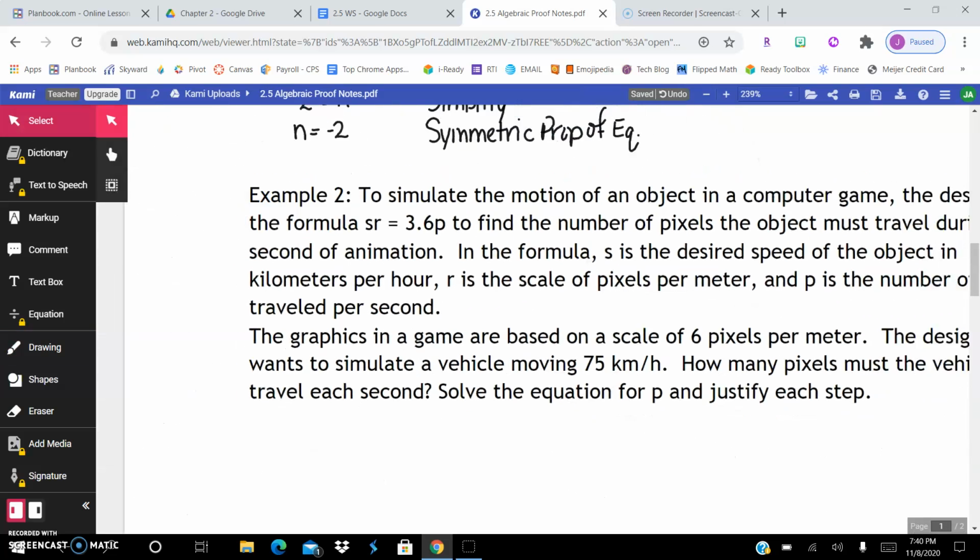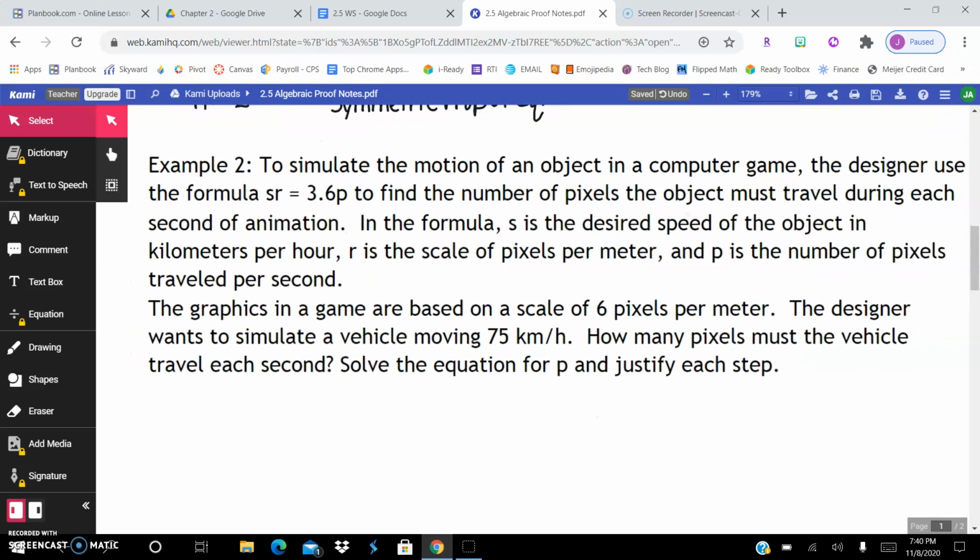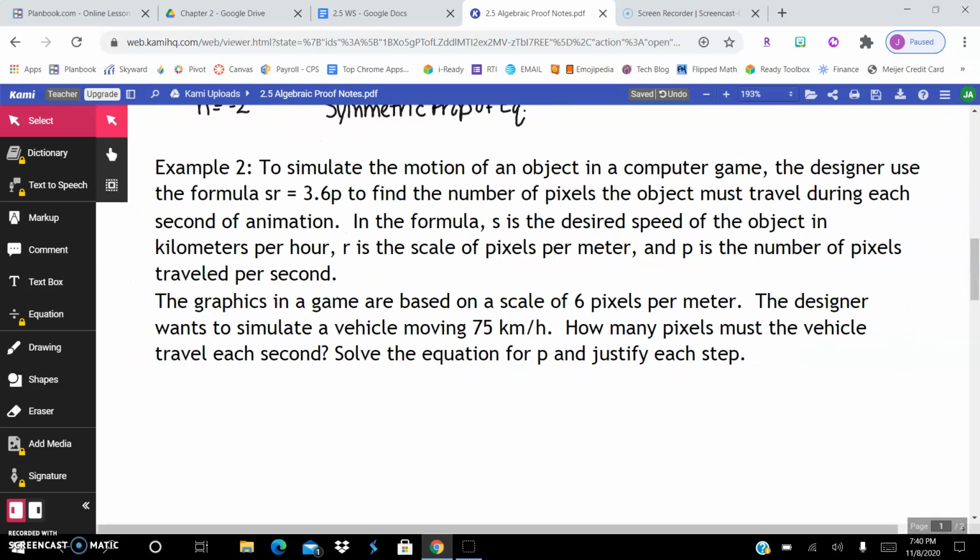Example 2 says to simulate the motion of an object in a computer game, the designer uses the formula S times R equals 3.6 times P to find the number of pixels the object must travel during each second of animation. In the formula, S is the desired speed of the object in kilometers per hour, R is the scale of pixels per meter, and P is the number of pixels traveled per second.